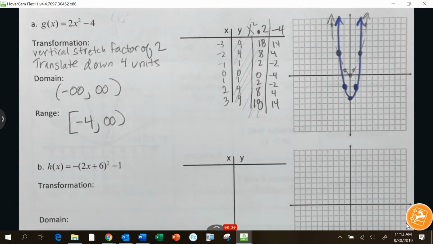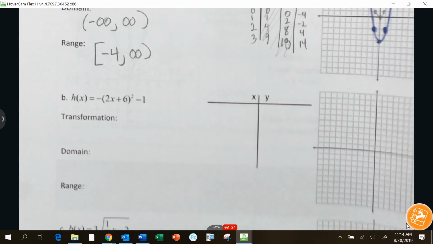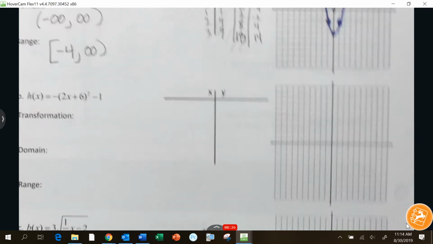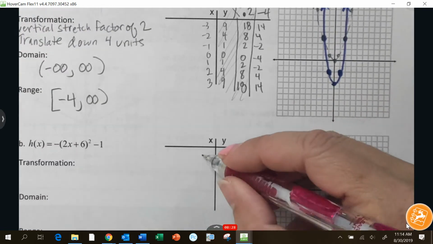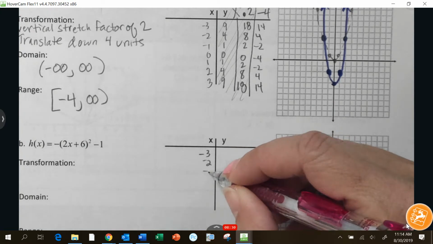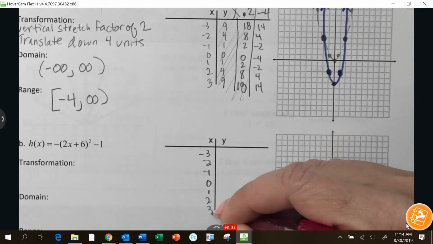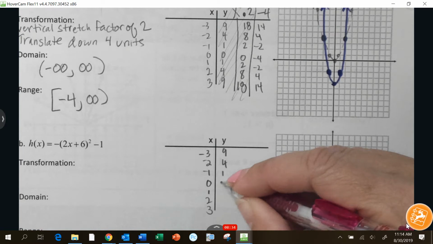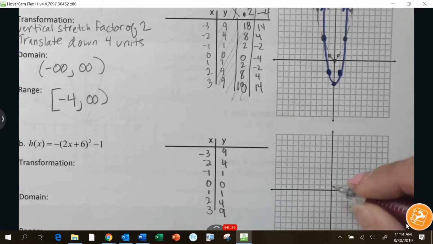Okay? All right, the next one, question B. This is quadratic. So I'm going to go ahead and fill out my parent function points while people are catching up, and plot my parent function.